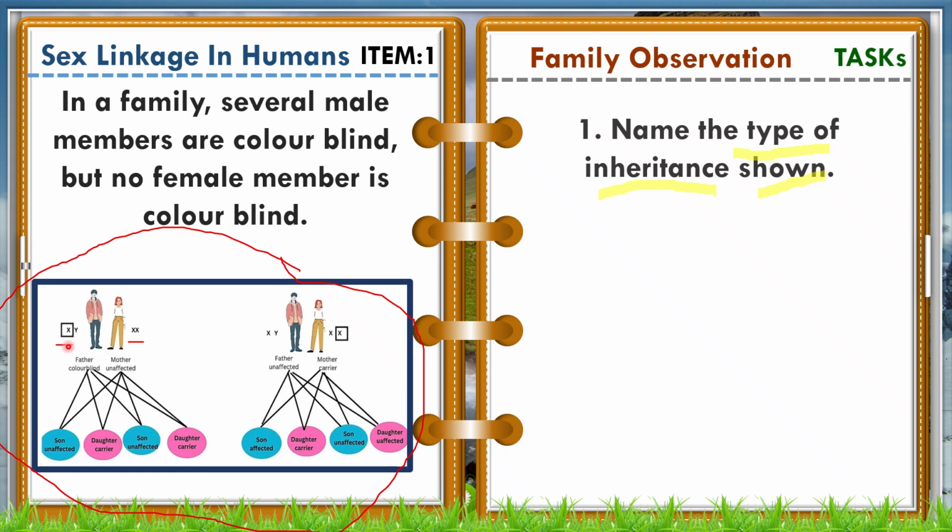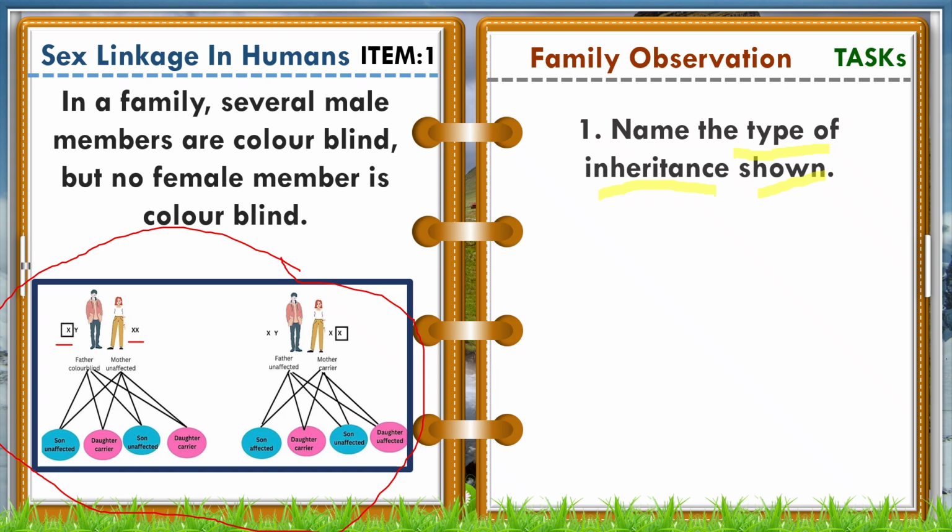But the father only gives the Y to the boys, and the X comes from the mother, meaning that the normal X from the mother will go to the boy, and the Y will go to the boy. So the boys will be unaffected in such a situation.